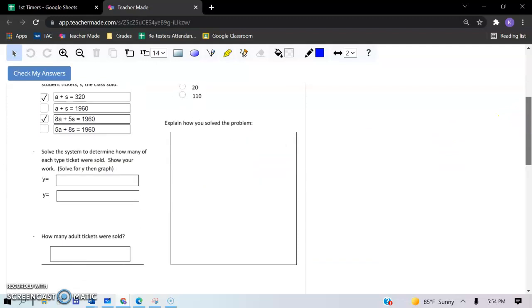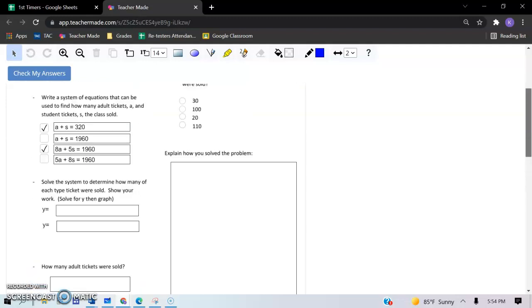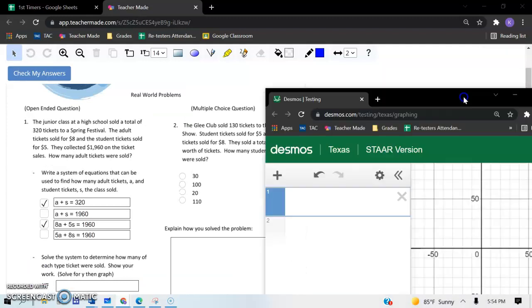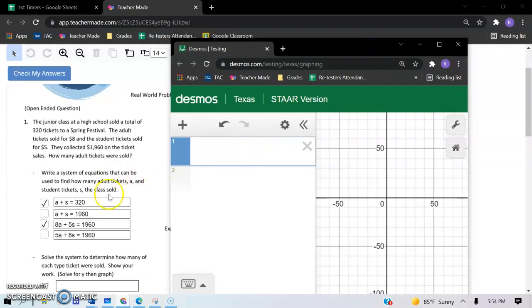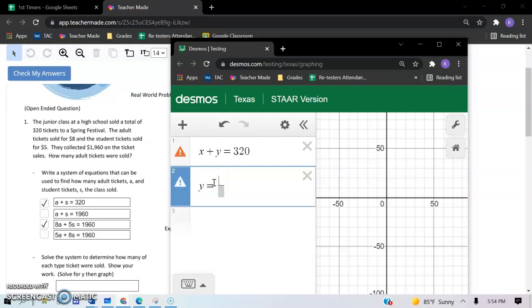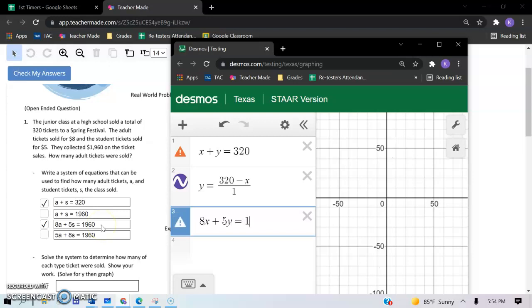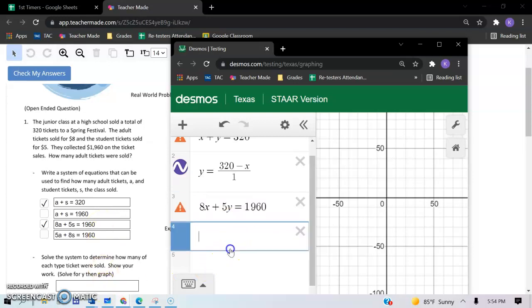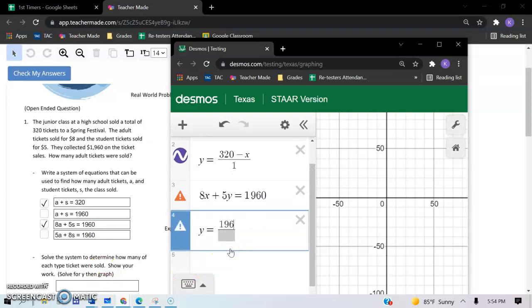And now it says here, we're going to skip this part, which is solving for y, and then we're going to answer these two questions over here. So let's start off by saying that adult is x plus students are y equals 320. Solve for y. y equals 320 minus x, divided by 1. And then we have the other one, 8x plus 5y equals 1960. Solve for y. y equals 1960 minus 8x, divided by 5.